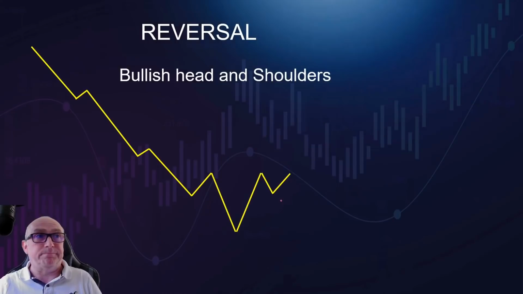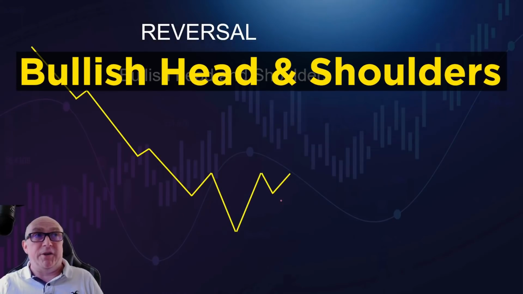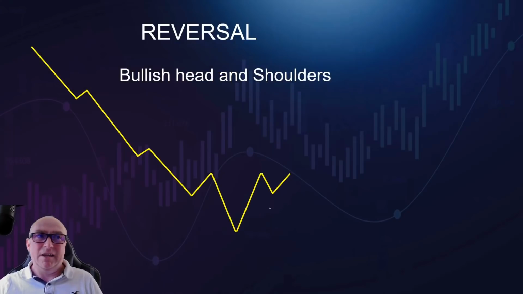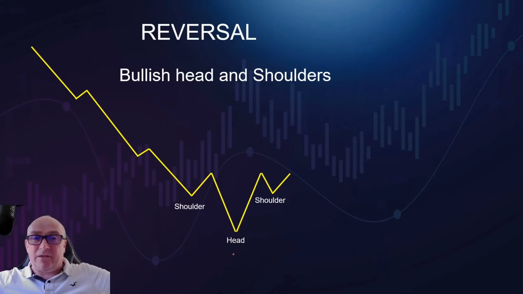Same in reverse. We've got a bullish head and shoulders pattern. So here we have a downtrend. So this is actually the same as you've just seen, but in reverse. You've got the head down there. You've got the 2 shoulders. Remember, these do not have to be horizontal lines, but thereabouts.